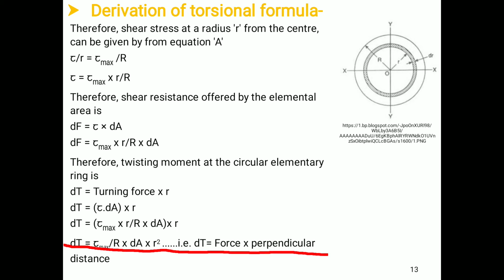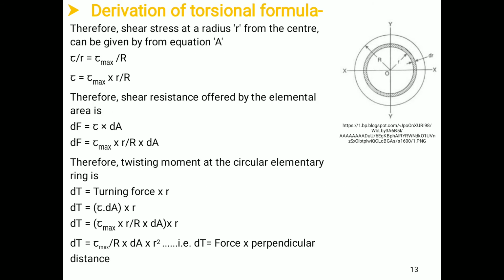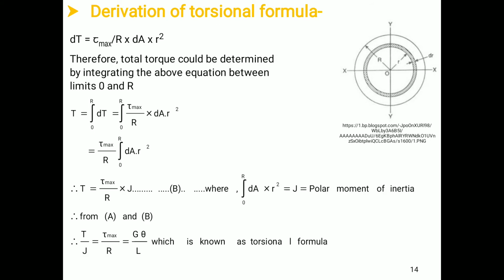After rearranging this equation, we have this equation, because dT is equal to the force into perpendicular distance. So it will be the twisting moment for a small ring only, but we have to calculate it for the entire section. Therefore we are going to calculate the value of twisting moment for the entire section. So as this is the previous equation, dT is equal to tau max upon R into dA into small r square. This is the value of twisting moment for an elemental area.